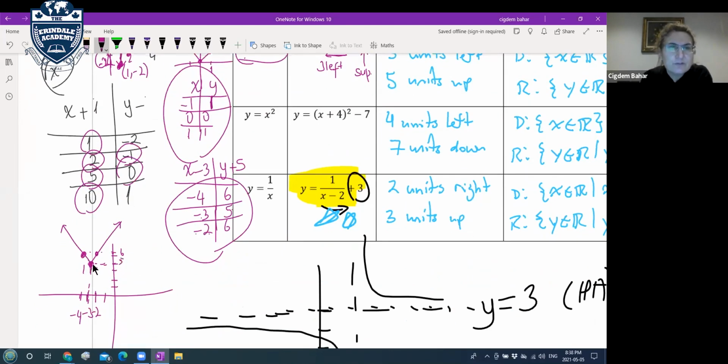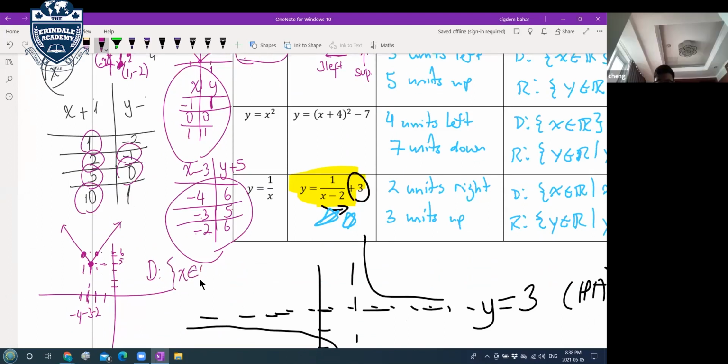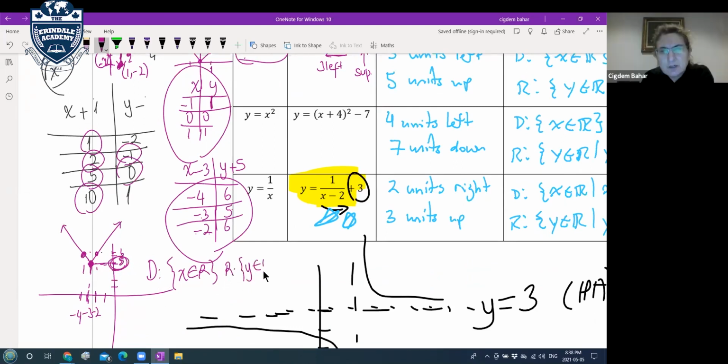Negative 3 and 5. So what is the domain? Everything. Yeah, every number can be in my domain. Range depends on the minimum value. I have a minimum value at 5. So range, y belongs to the real numbers such that all y values should be greater than or equal to 5.